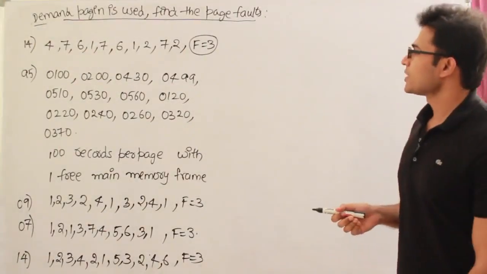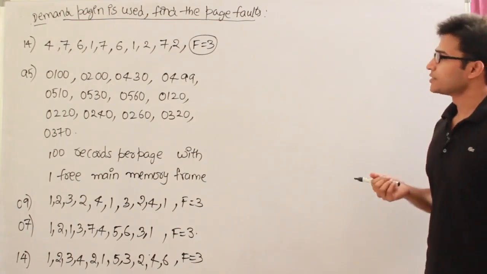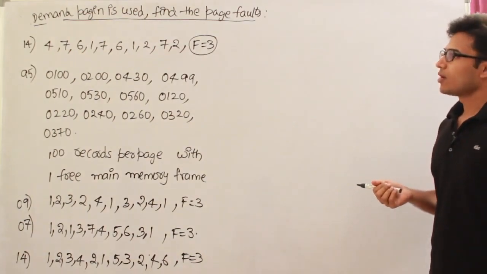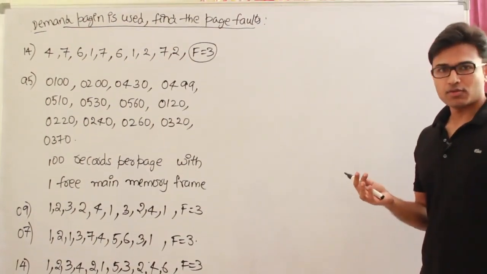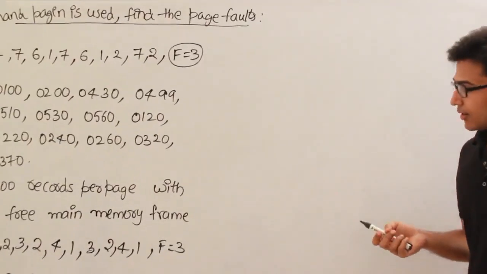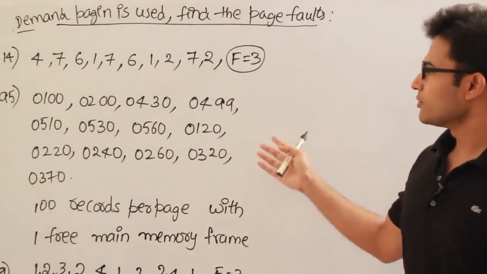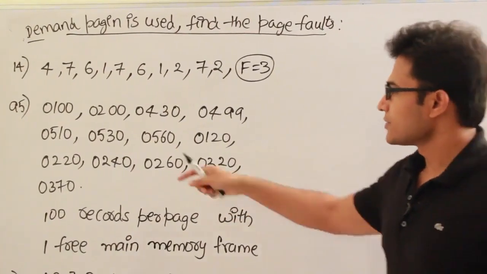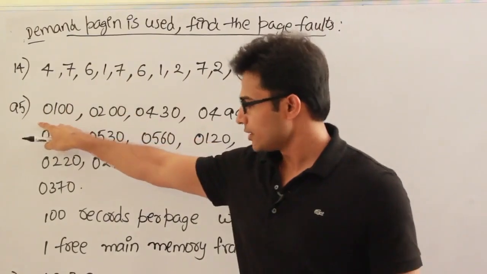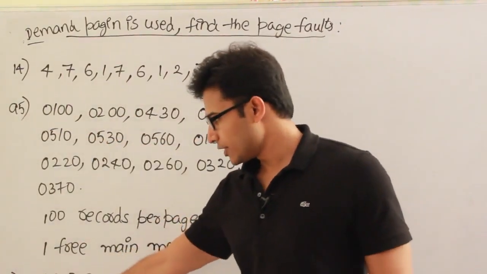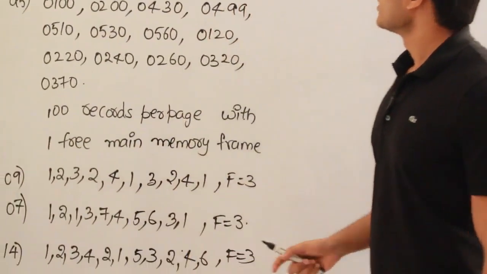These are some of the questions asked about page replacement algorithms: optimal, first in first out, and least recently used. I have given all the questions. These are the main models given. These questions were asked in GATE 2014, GATE 95, GATE 2009, GATE 2007 and GATE 2014.